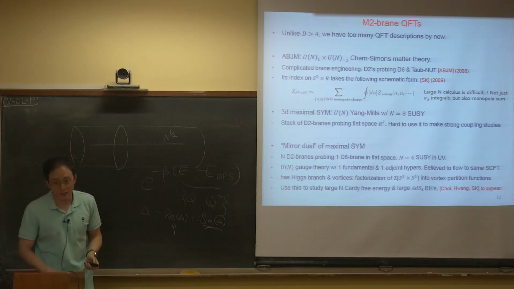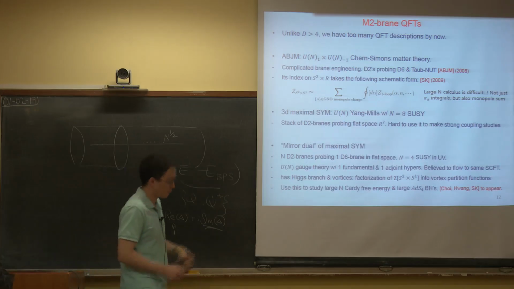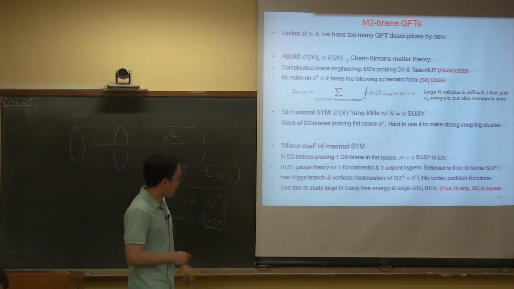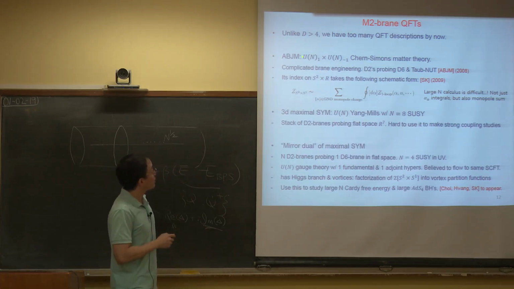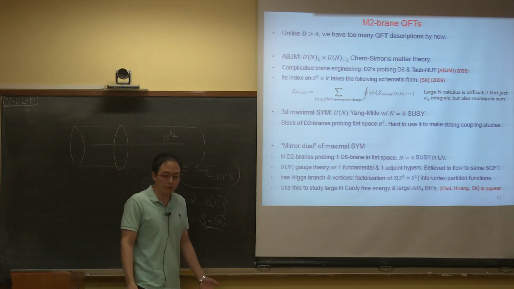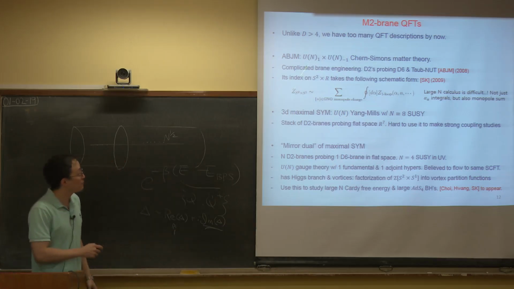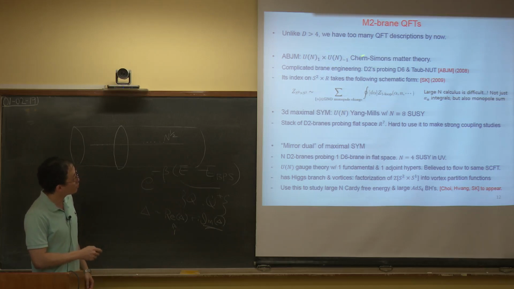Here for the vortices, I think vortices are playing a much more important role than that, for reducing these degrees of freedom. Anyway, the point I'd like to deliver was that, unlike higher dimensional theories where we have no microscopic QFT description, by now in 3 dimensions for M2 branes, we have way too many field theory descriptions. We have the famous ABJM theory, given by Chern-Simons matter theory.